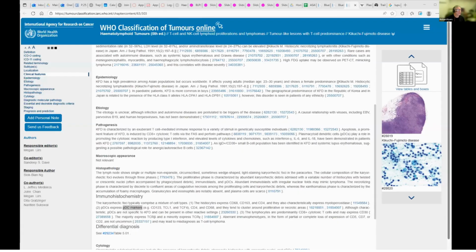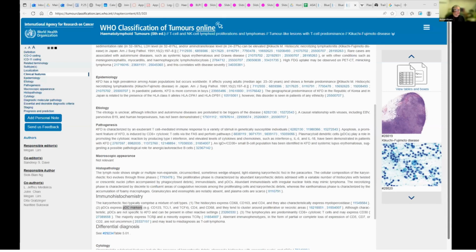Who thinks Kikuchi's? Okay, most people are going. And don't just say it because I think it's Kikuchi's. I do think it does look more like Kikuchi's than lupus. But the clinical history would have to be considered. Yeah. Okay.